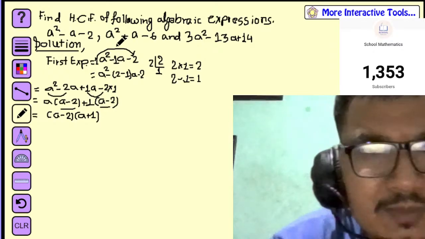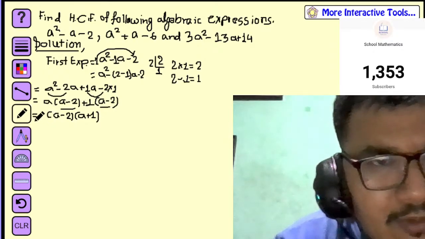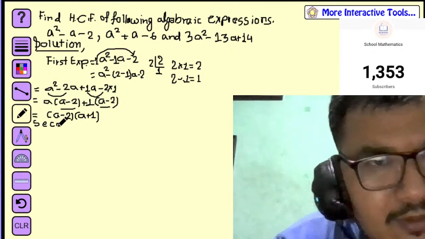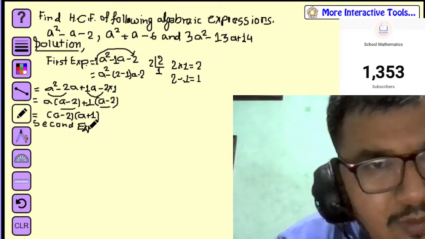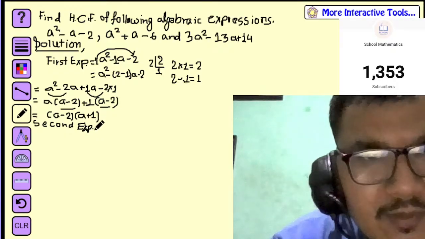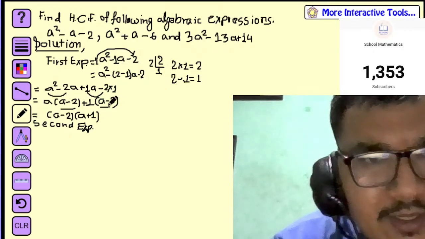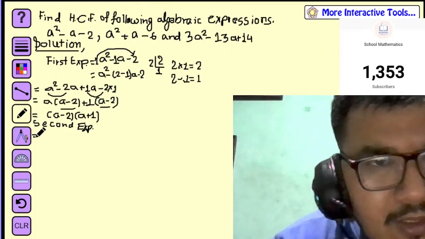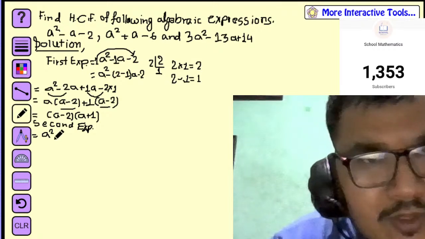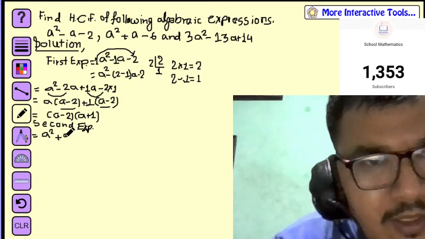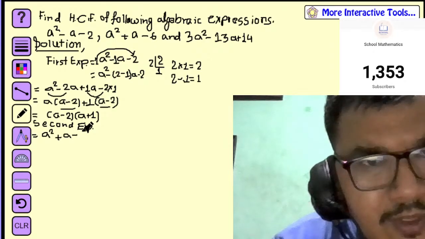Now let's go for the second expression here. Okay, and for this second expression, what is given there? There is given a square plus a minus 6. Right here also, here is given a square, okay, and there is written plus a, and right here minus 6, okay.